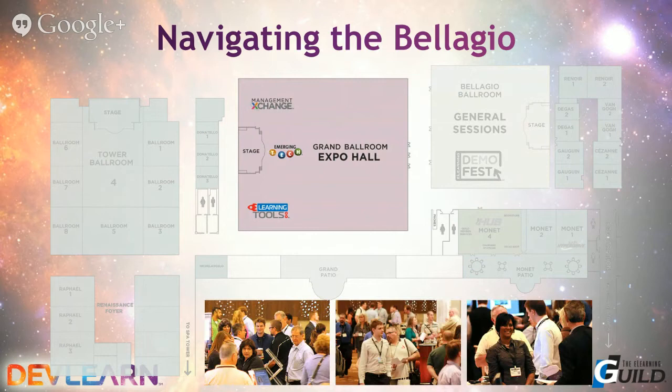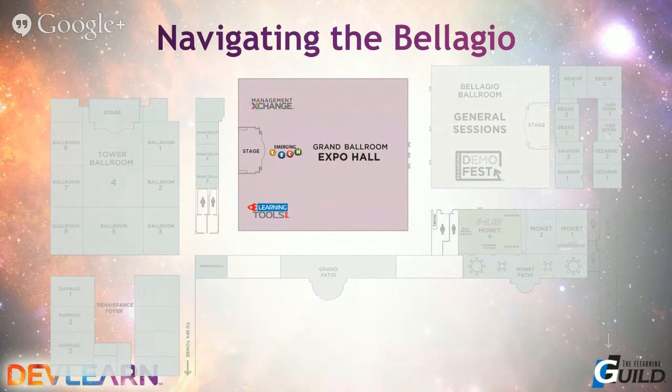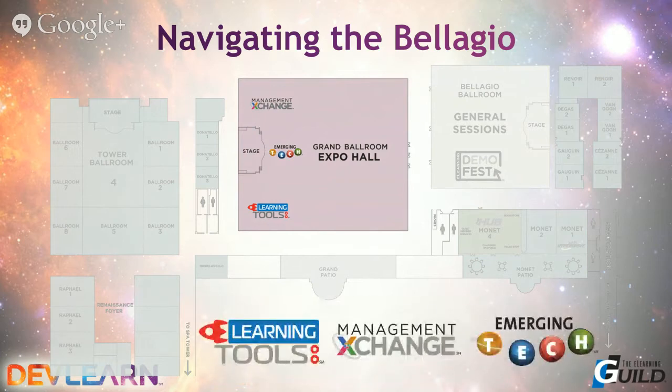It's also a great place to visit to find out what's going on in our industry, what the trends are, and what solutions are coming that can help you do more within your own organization. It's also where those 3 learning stages that I mentioned are, the e-learning tool stage, the management exchange stage, and the emerging tech stage. All 3 of those stages are within the Expo Hall.